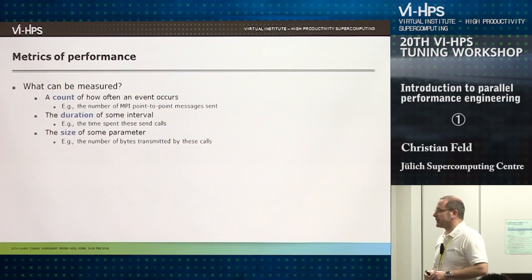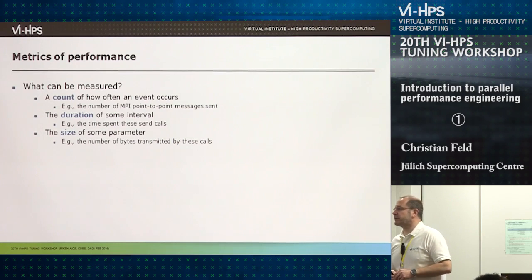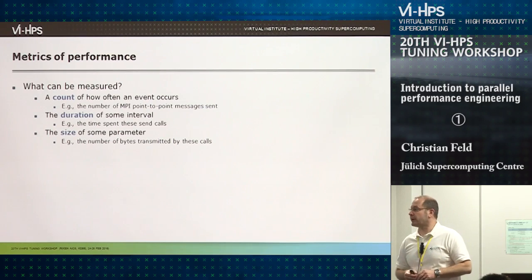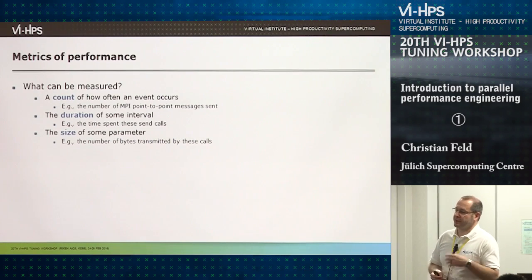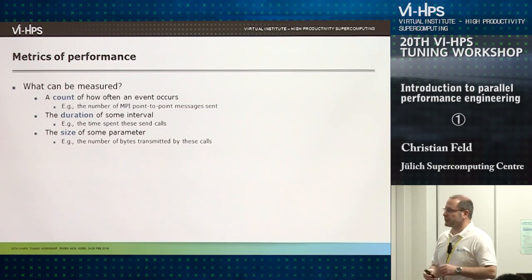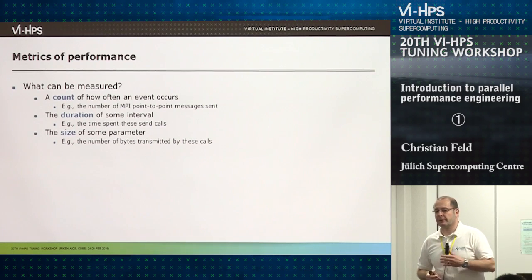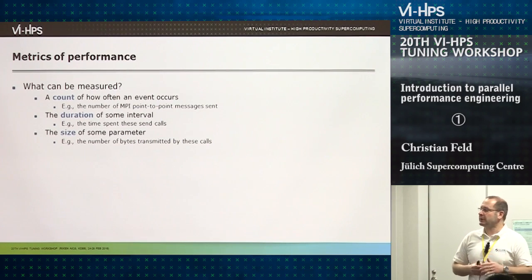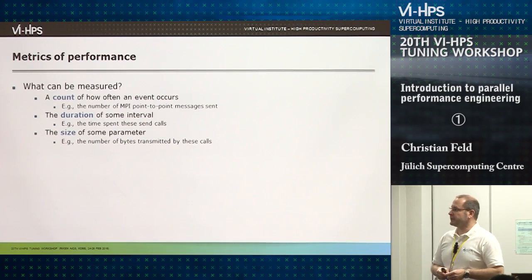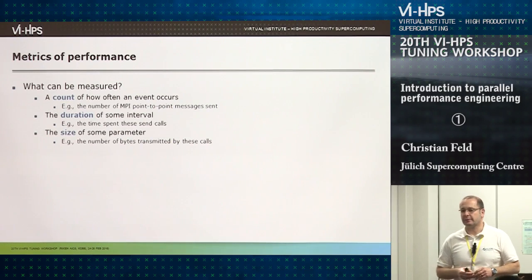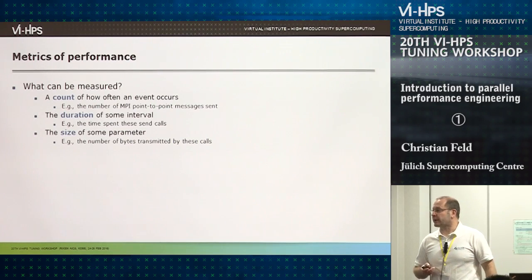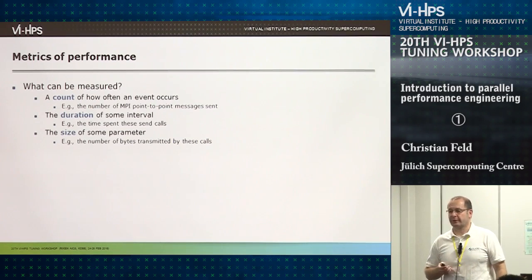So let's go to some metrics of performance. What can be measured? If we have a program, we can measure a count: how often do we visit function foo? We can also look at some durations, how much time it took to complete the function foo. And we can also look at some parameters. For example, if you use MPI, we can look at the bytes transferred.